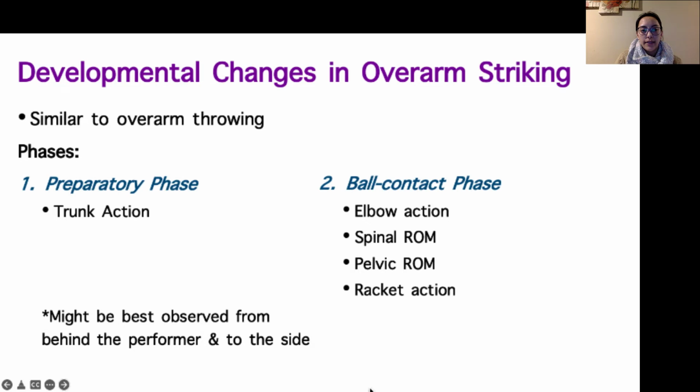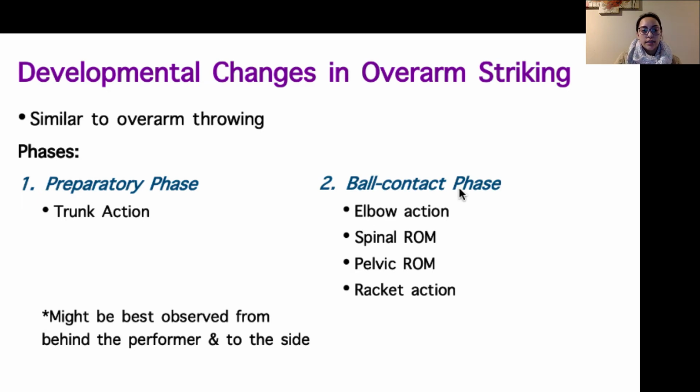When we look at the developmental changes, most of these actions are kind of on track with overarm throwing, so some of the movement patterns or characteristics might sound a little bit familiar. What's different about these is that we split them into two phases. There's the preparatory phase and then the ball contact phase. And additionally, there's a greater focus on approximated angles of various joints and rotations throughout the body.